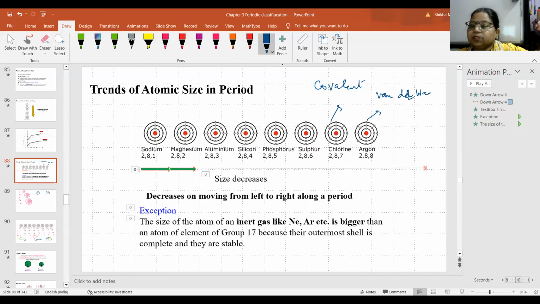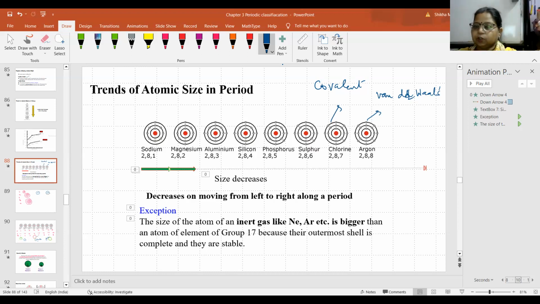Right? Because it does not form a molecule. And van der Waals radii is always larger in size than covalent radii. Again, an important reasoning question, right? The basic reason is written here, and this is the technical reason behind it: the outermost shell is completely filled, so their repulsion is greater.